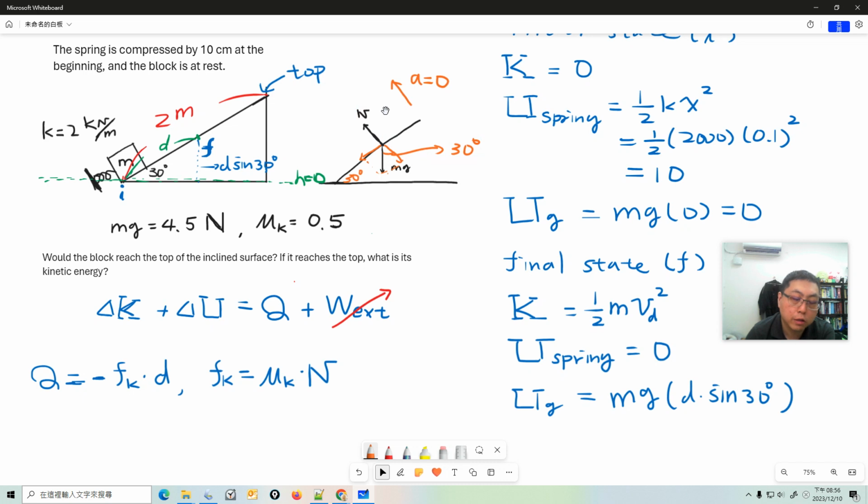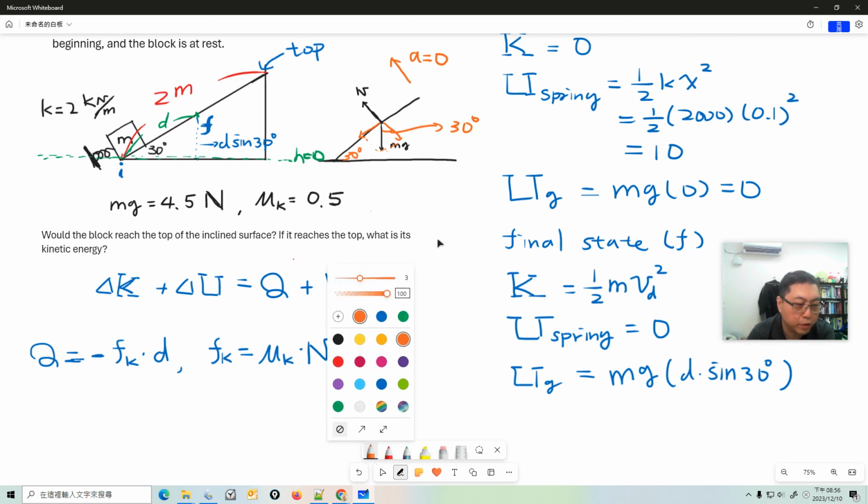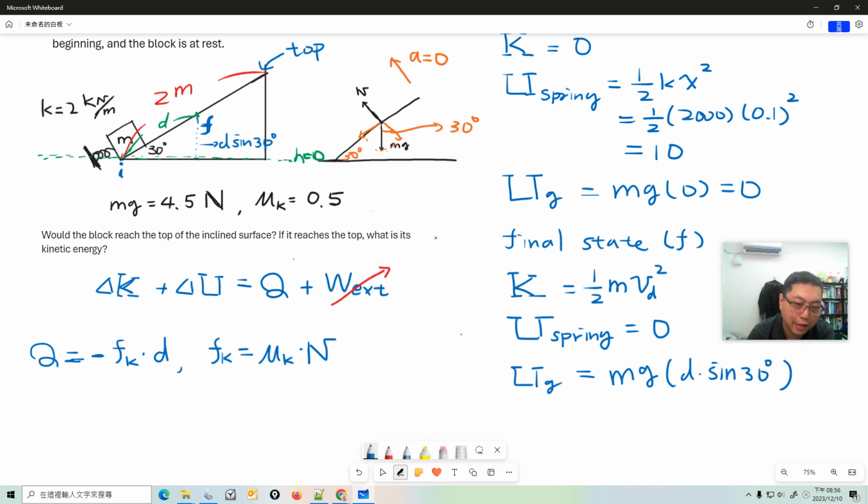Newton's second law says net force equals ma, but there is no acceleration, so the net force equals 0. So you have the normal force minus, because this direction is positive and this direction is negative, be careful, is it mg sine theta or mg cosine theta? Be careful. It's mg cosine theta. mg times cosine 30 degrees equals 0. So your normal force is mg times cosine 30 degrees.